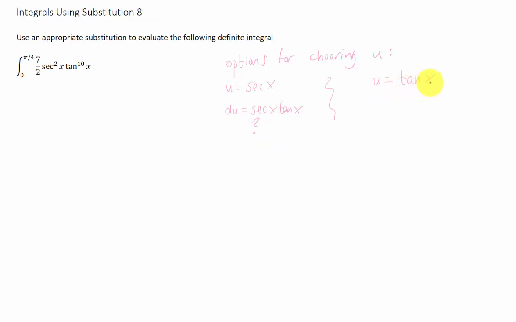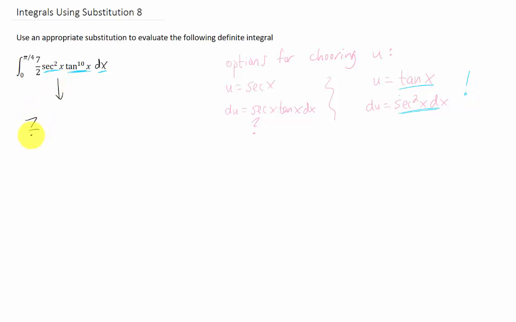If we make u tangent of x, then our du, the derivative of tangent, is secant squared. Now this one looks really promising because we have a tangent of x here. This is going to be u to the 10th, and our du is secant squared x dx, which is right here. So I think that that's the one that we're going to use. Let's see what this integral turns into.